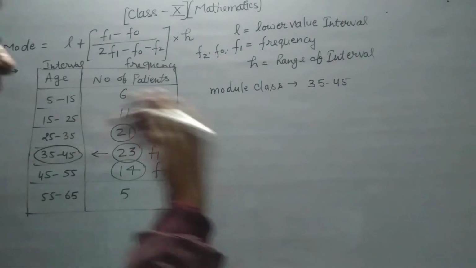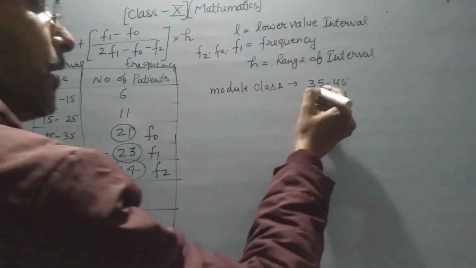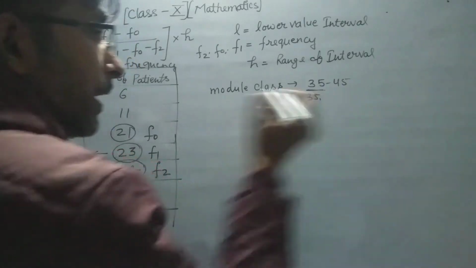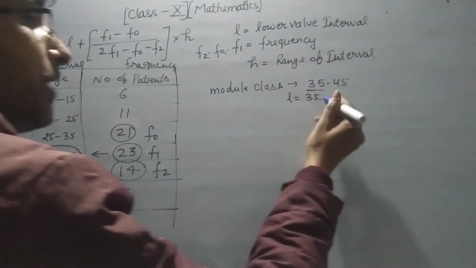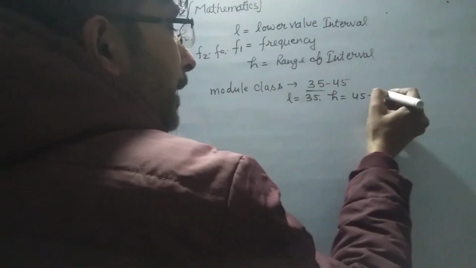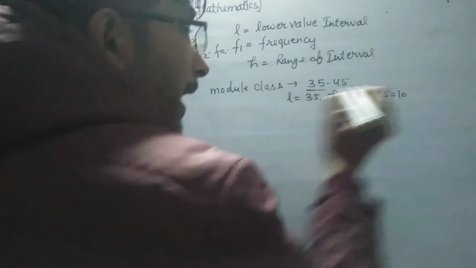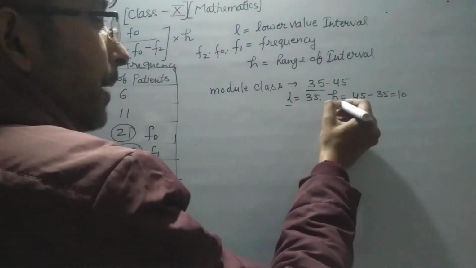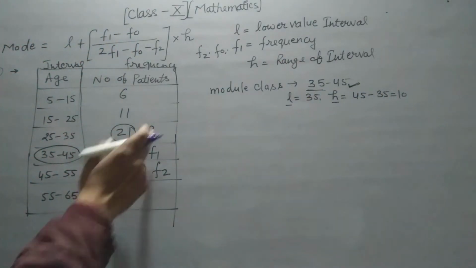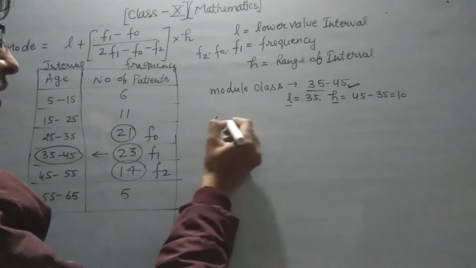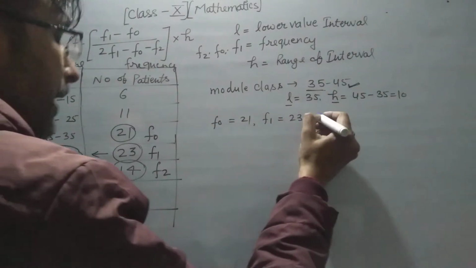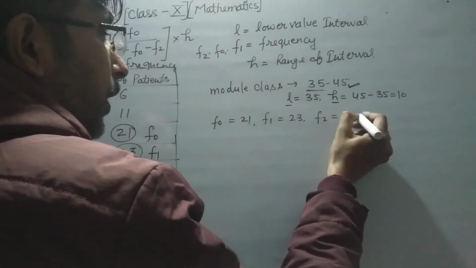Then you have to calculate the lower value. This lower value is known as L. So L is equal to 35. Then you have to find the range. So the range H is equal to how much? 45 minus 35, that means 10. These two values we find with the help of the modal class or the interval. And then these are the frequencies: F0 is equal to 21, F1 is equal to 23, and F2 is equal to 14.